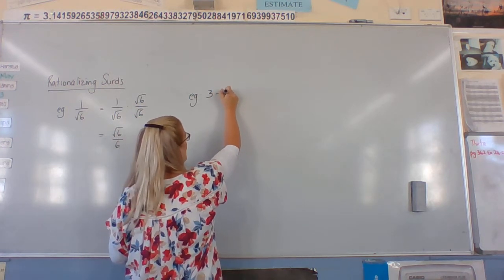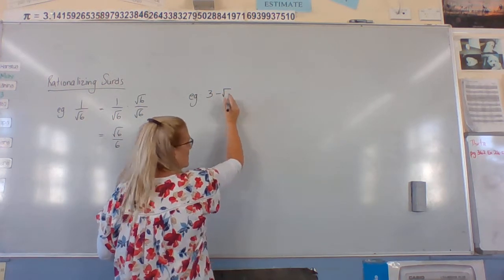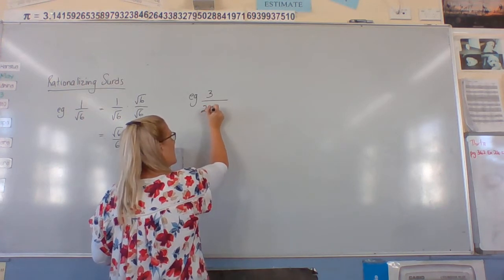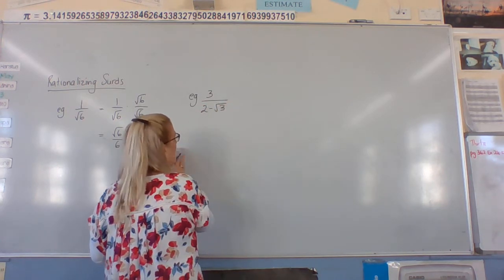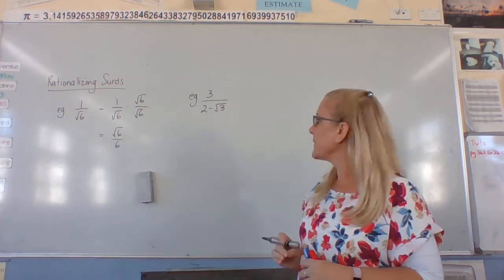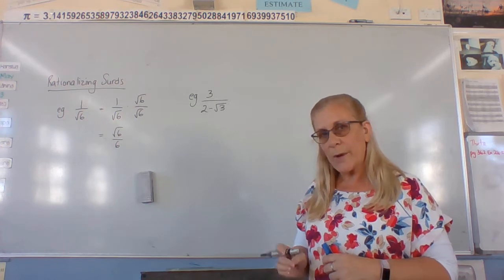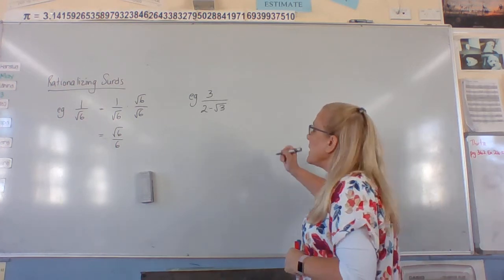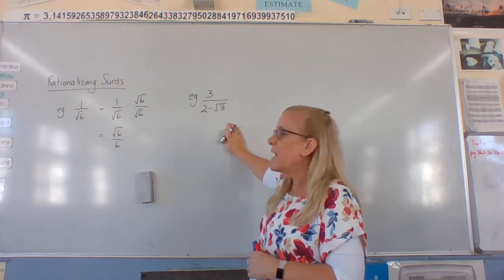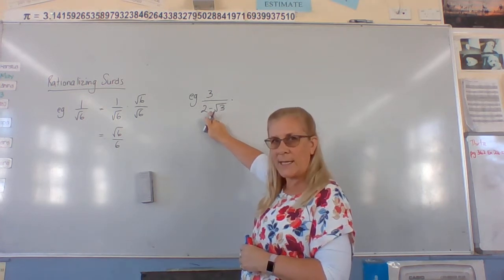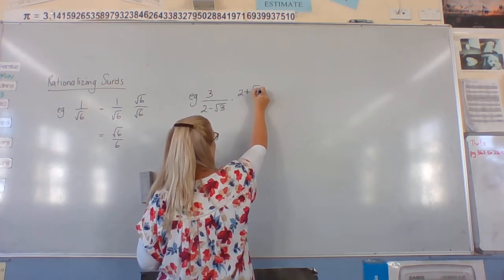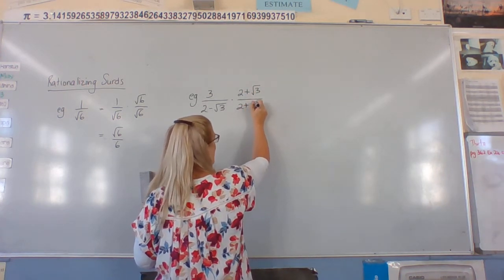3 over 2 minus the square root of 3. All right? We want to rationalise that bottom bit. It means we've got to get rid of the square root of 3. Now, the trick here is that we've got something called the conjugate. It means that we change the sign here. So we multiply by 2 plus the square root of 3 over 2 plus the square root of 3.